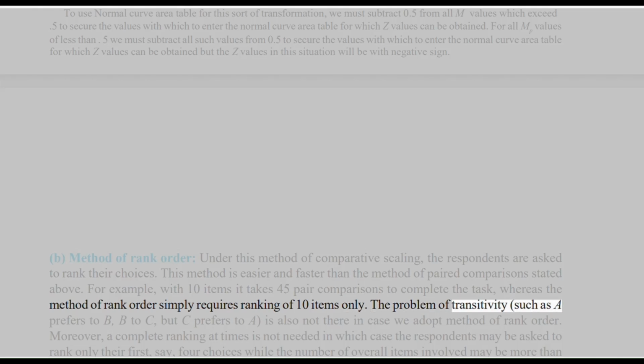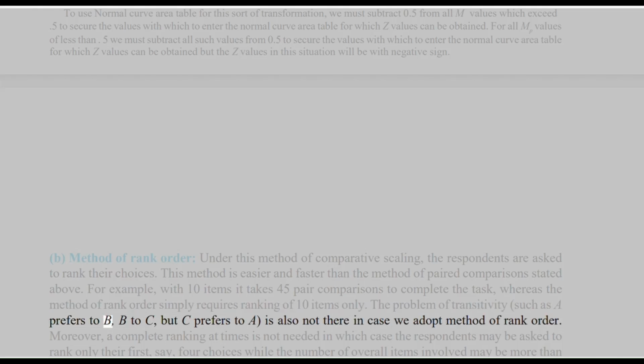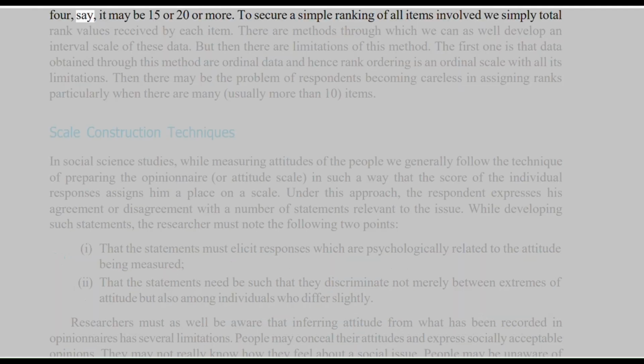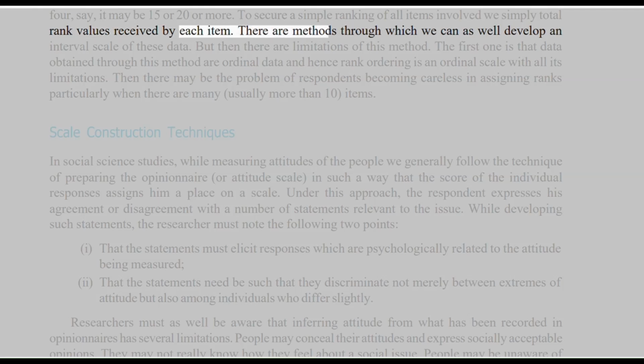The problem of transitivity, such as A prefers to B, B to C, but C prefers to A, is also not there in case we adopt method of rank order. Moreover, a complete ranking at times is not needed, in which case the respondents may be asked to rank only their first, say, 4 choices, while the number of overall items involved may be more than 4, say, it may be 15 or 20 or more. To secure a simple ranking of all items, we simply total rank values received by each item.